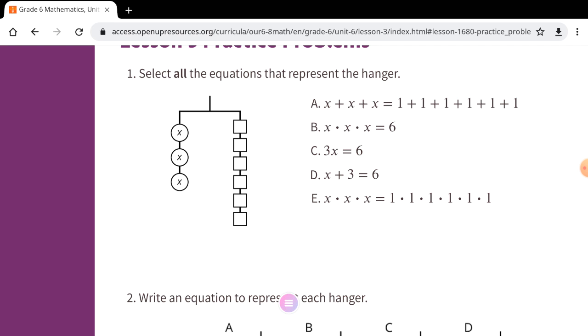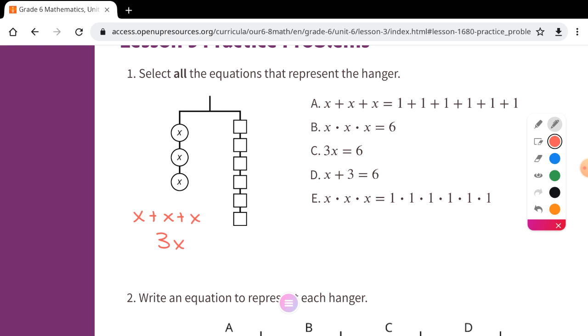Okay, number 1, select all the equations representing the hanger diagram. When it asks me to select all that apply, usually I look at it and come up with what I think it is first and then just match. So what is on the left side of this hanger diagram? What's on the left side, Leo? 3x. Okay, 3x. How else could I write 3x? Yeah, it's really x plus x plus x, but I can simplify that to 3x. What's on the right side?